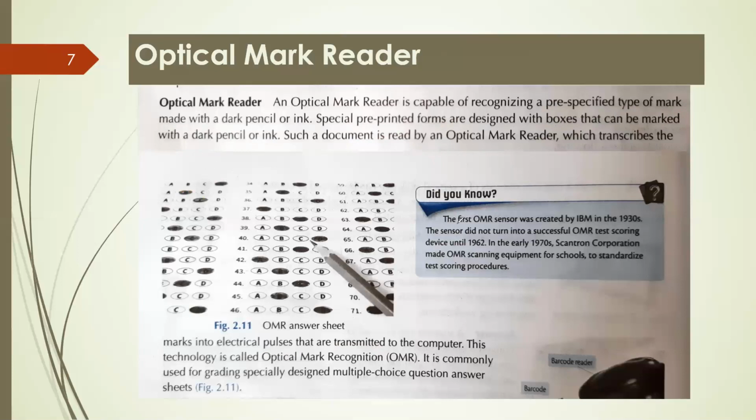And here you see, did you know the first OMR sensor was created by whom? By IBM in the 1930s. The sensor did not turn into a successful OMR test scoring device until 1962. In the early 1970s, Scantron Corporation made OMR scanning equipment for schools to standardize test scoring procedures. So let us see some examples of how this OMR sheet can be read.